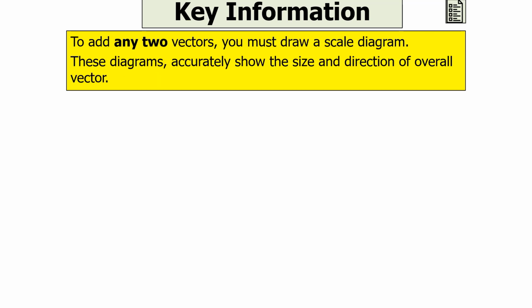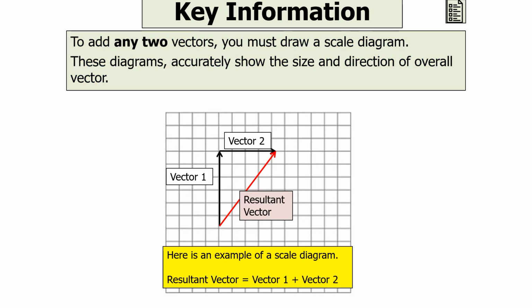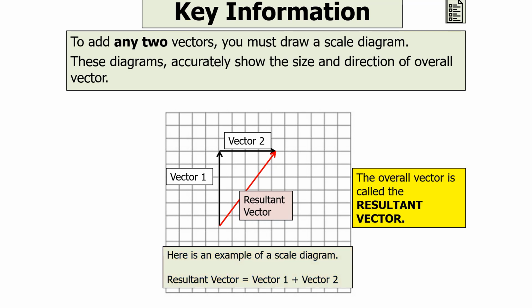Now to add any two vectors, you must draw a scale diagram. Now these diagrams accurately show the size and direction of the overall vector. So here is an example of a scale diagram where the resultant vector is the sum of vector 1 and vector 2. Now the overall vector is sometimes called the resultant vector.